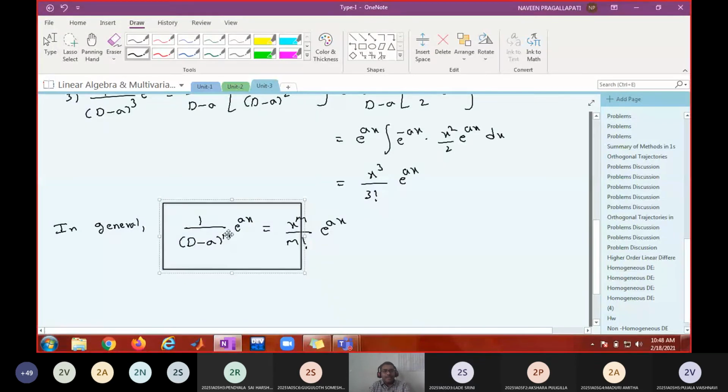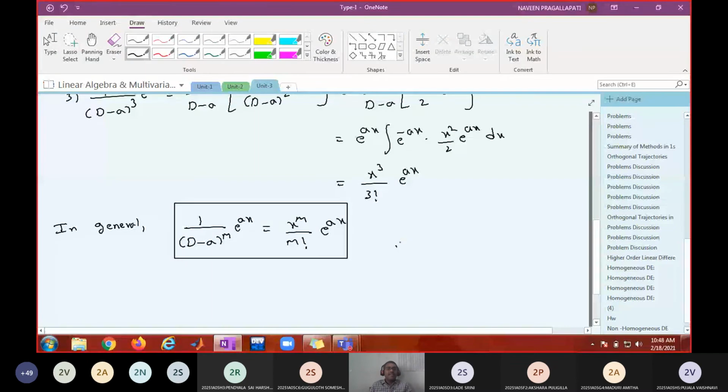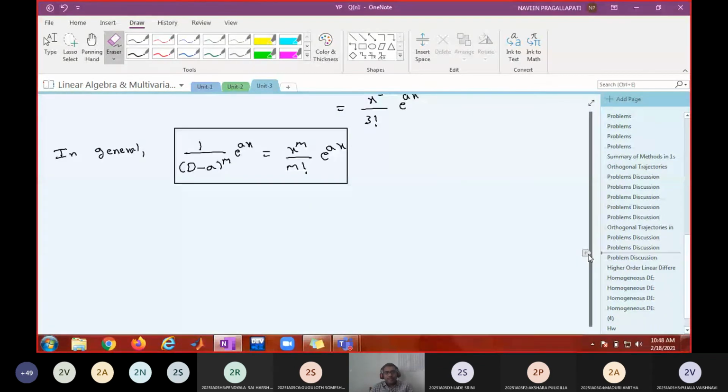Yes, sir. So remember this formula, it will be very useful in solving problems easily. If you have a situation like this, 1 by d minus a whole power m of e power x, simply use this formula. You don't need to derive and write down the particular solution. Now based on this, I shall give one problem. Shall I proceed?